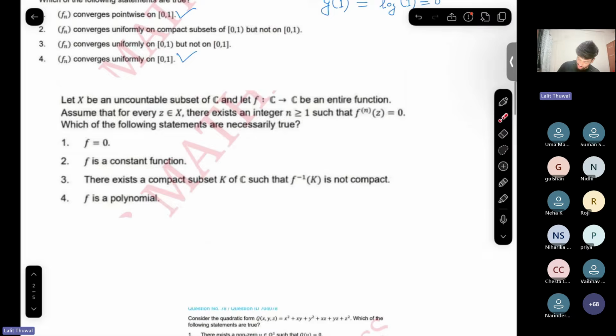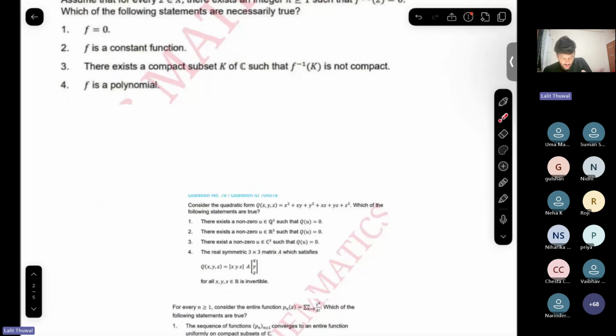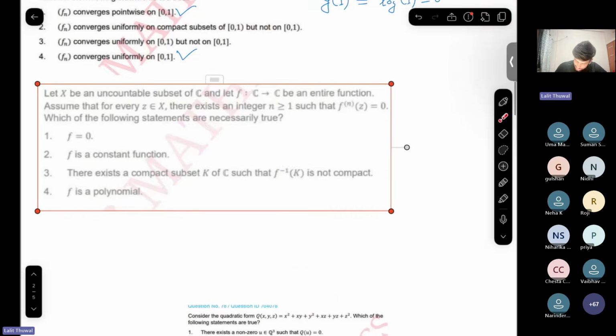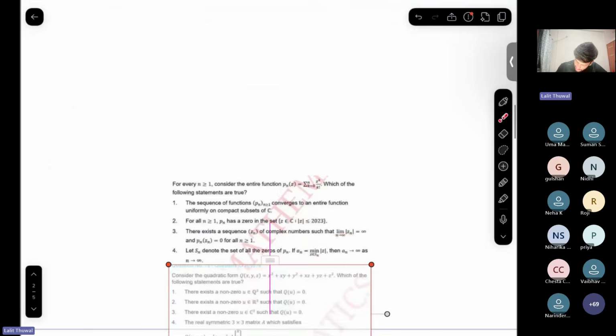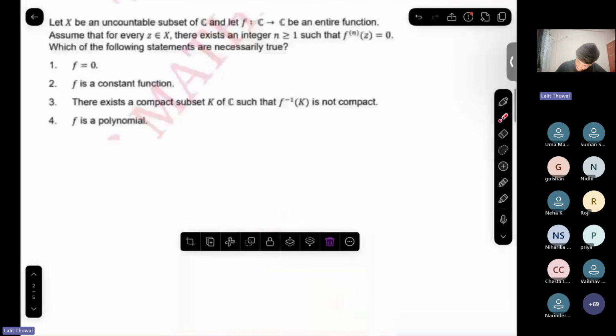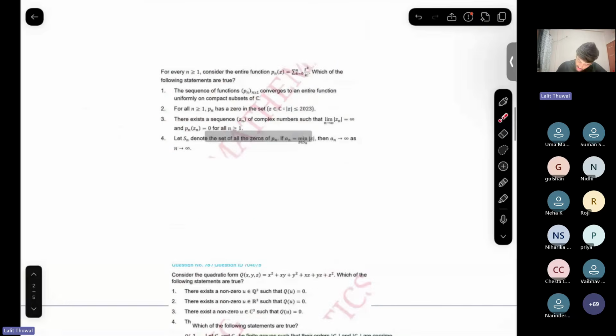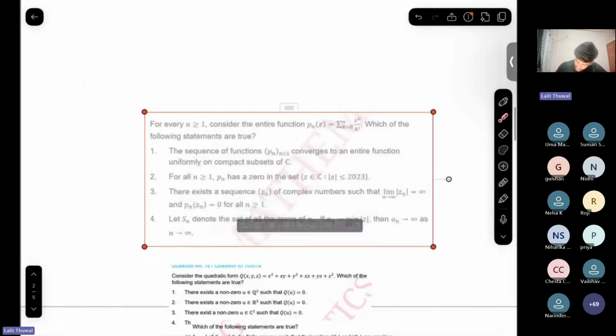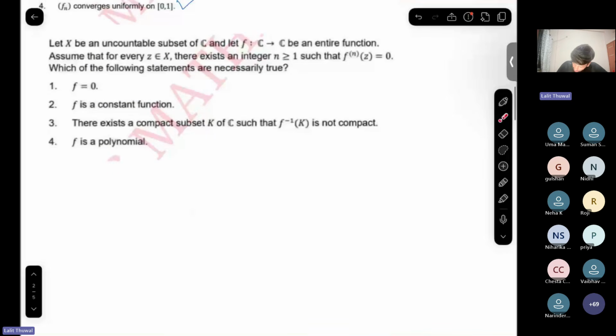Now this one is a complex analysis question. I will discuss questions from complex analysis, abstract algebra, linear algebra, real analysis and ODE. All the problems are very good, and you will learn a lot of things. So please pay attention. This one is a nice complex analysis problem, so we will do it now.